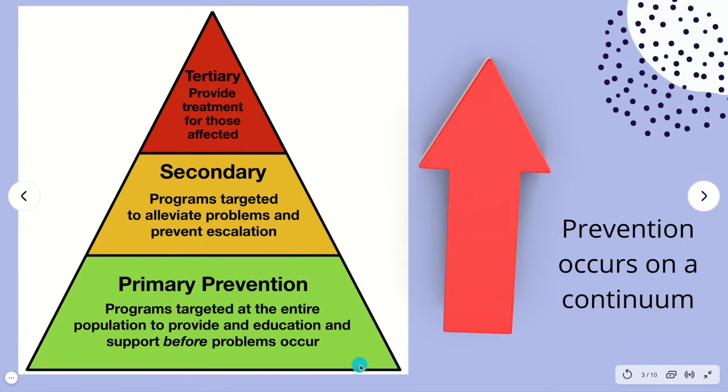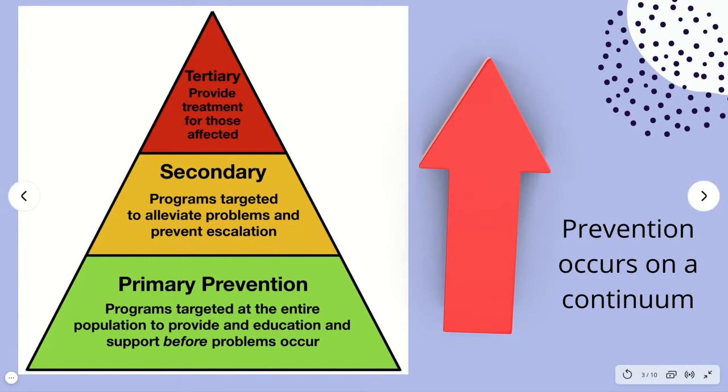Remember, primary here, we're trying to target the entire population or a huge portion of a population. Here's where we're trying to educate and support before something occurs. So with primary prevention, you're going to get the most bang for your buck because you're trying to stop things from happening and on a large scale. So then we move up to secondary.